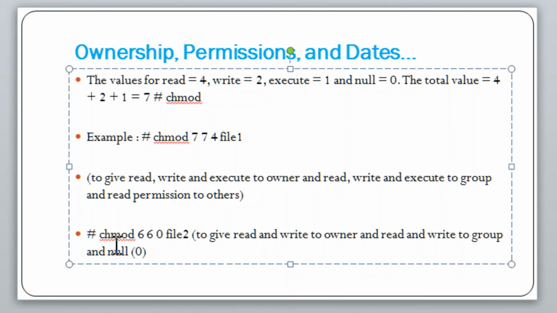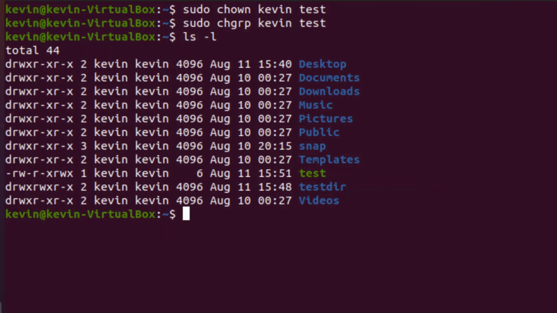So another example here. Chmod 4 plus 2 would equal 6. So for the user, I'm granting read and write privileges. For the group, I'm granting read and write privileges because 4 plus 2 is 6. And then for other, I'm putting in 0. Okay? So 0 means I give them no permissions. Okay. So for file 2, that's going to change the permissions to read write, and none.